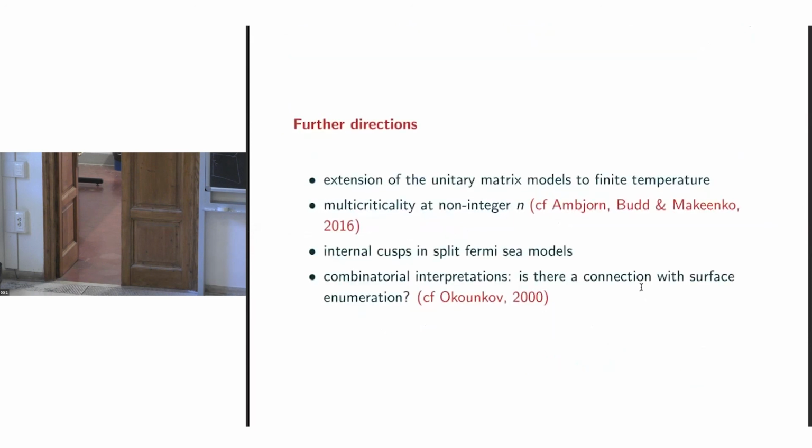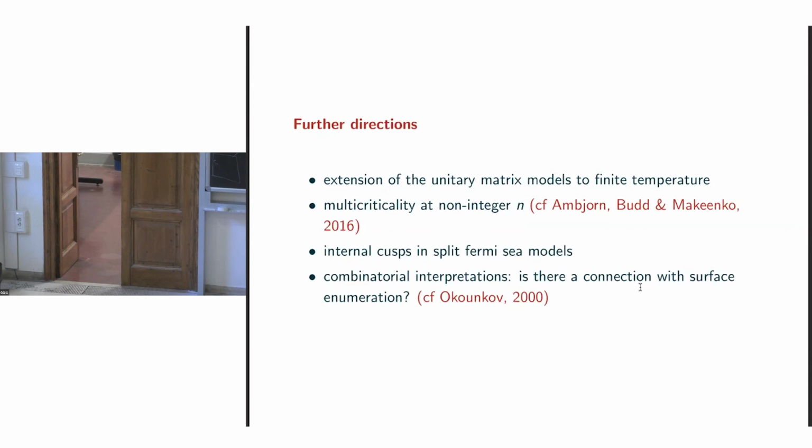So to conclude, these are some further things we can look at. One thing: everything was extended to finite temperature except for this connection with unitary matrix models, where, when you write this down, maybe if you know enough determinant identities, you can get something sensible on the unitary matrix model side. I think it's something interesting to look at.